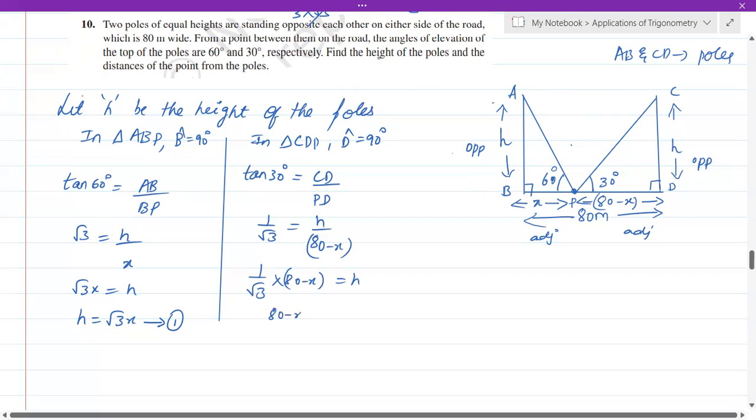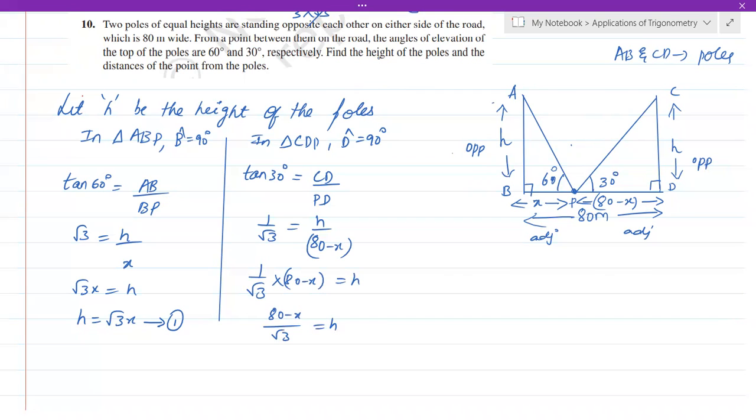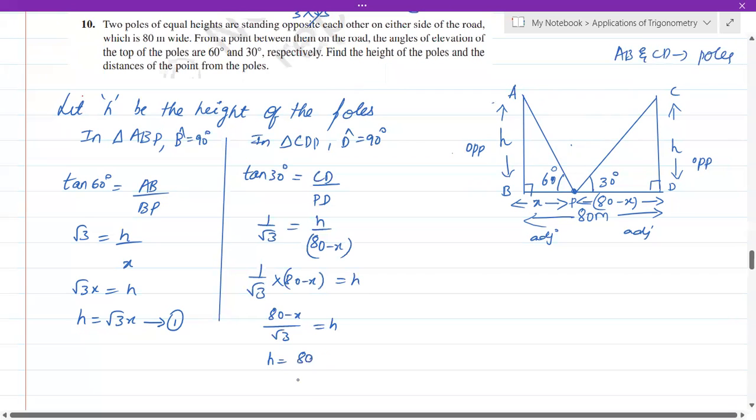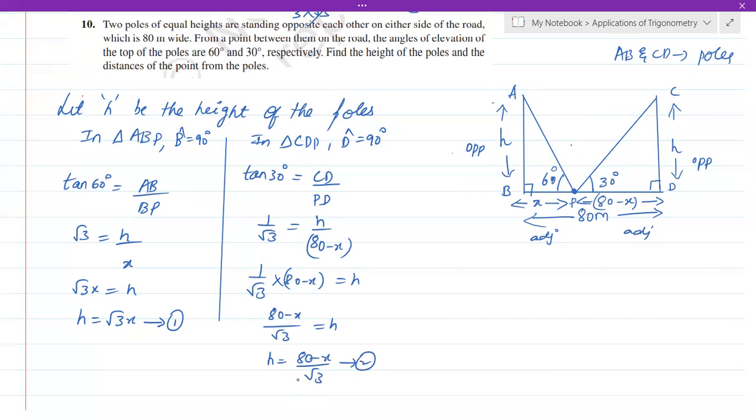So 80 minus x by root 3 is equal to H. Let me rewrite it: H equals 80 minus x by root 3, equation 2. So from equation 1 and 2, we can equate it, isn't it? From 1 and 2, the RHS, root 3x is equal to 80 minus x by root 3.